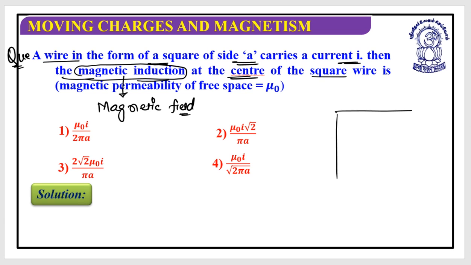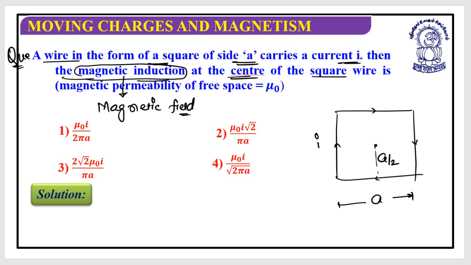So this is the situation. Side is A and it is carrying current I, something like this. You need to find out the magnetic field at this point P. So can you do this? Can you? Are you sure? Or shall I do something for you?